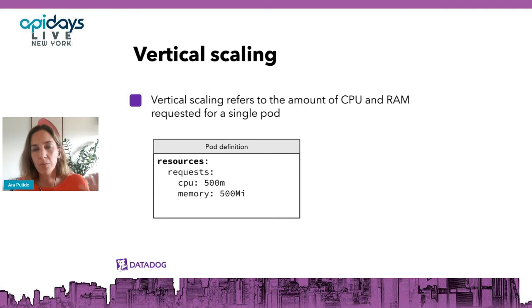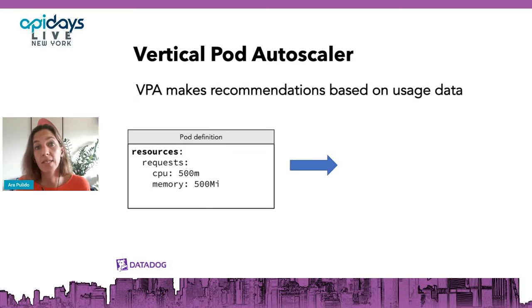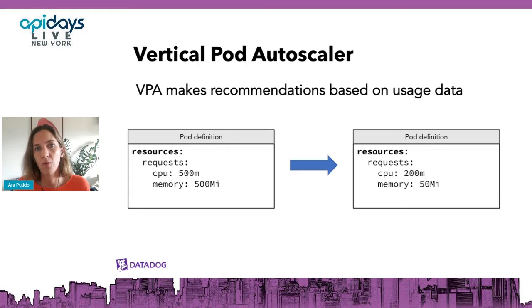these numbers are important, but sometimes it's difficult to know what to request. So the vertical pod autoscaler's only job is to start gathering data about your pods and give you a recommendation. In this example, we are requesting 500 millicores for a pod. We run the vertical pod autoscaler, it starts gathering data about the CPU usage of my pod, and after a while it says, okay, actually you're going to do perfectly fine with 200 millicores, in case you want to edit. So that's the vertical pod autoscaler. It's not really vertical scaling.